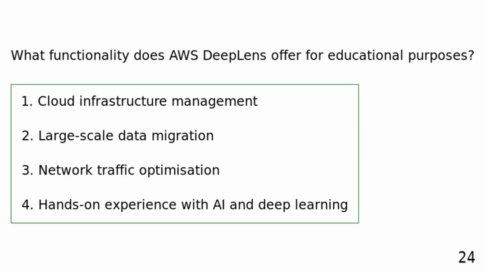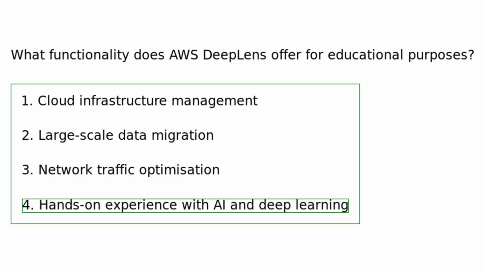What functionality does AWS DeepLens offer for educational purposes? Cloud infrastructure management. Large-scale data migration. Network traffic optimization. Hands-on experience with AI and deep learning. AWS DeepLens provides hands-on experience with AI and deep learning, making it a useful tool for educational purposes.